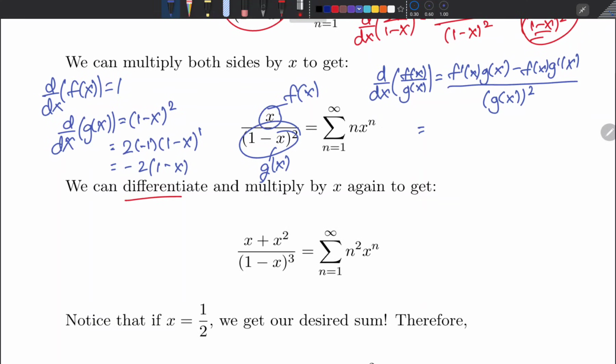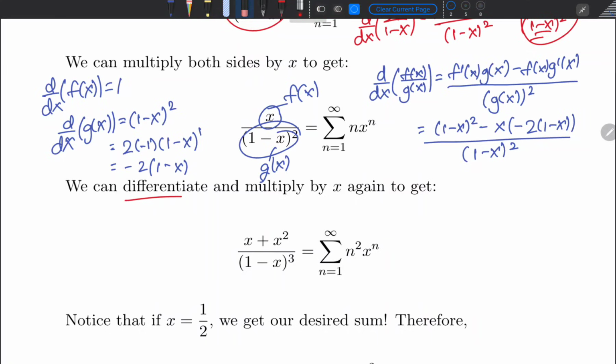Now let's plug them back. So we have the derivative as 1 minus x whole squared, minus x times the derivative, which is minus 2 times 1 minus x, over 1 minus x whole to the 4th. Actually, oh my goodness.